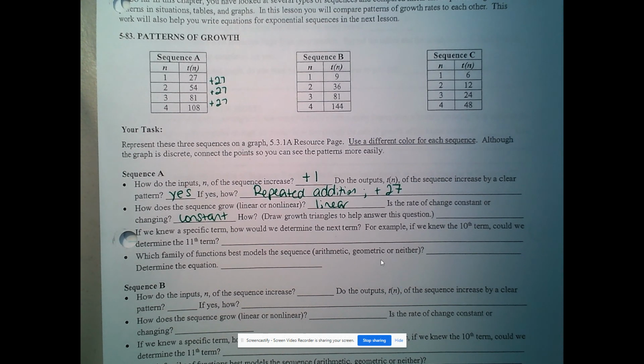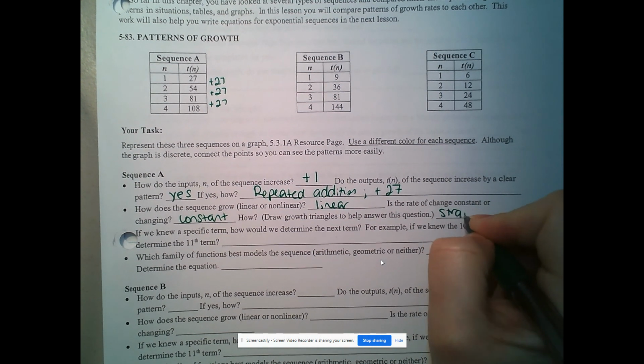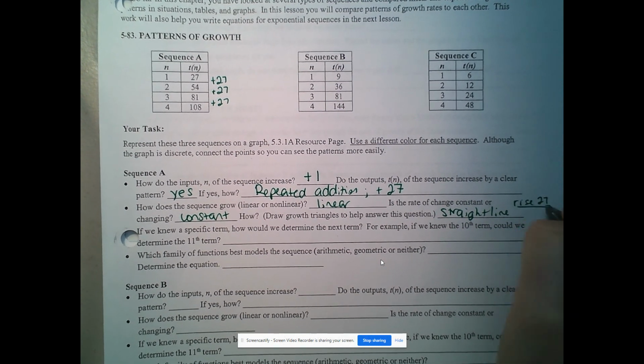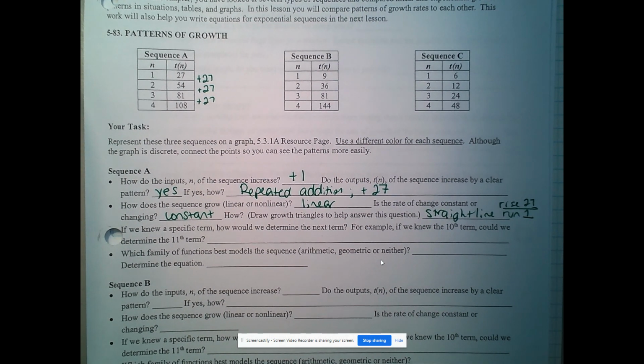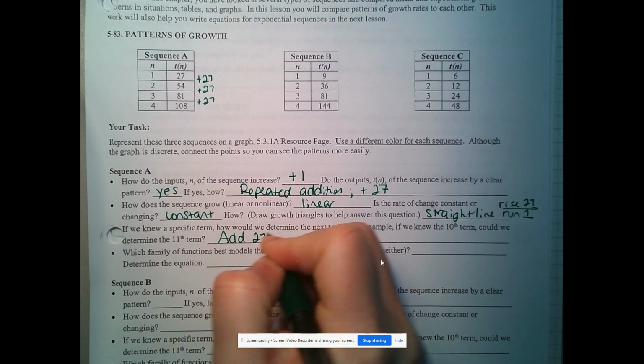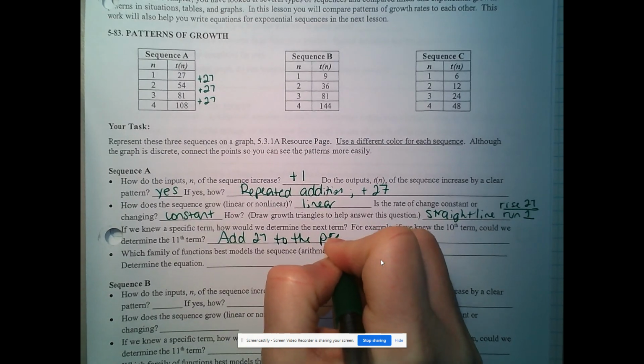Well, if we look at our graph, we will be able to see that sequence A would be a straight line, and it would have a rise of 27 for every run of 1. So every time you would go up 27, you'd go right 1. Up 27, right 1. Because n is going up by 1s, your output is going up by 27. If we knew a specific term, how would we determine the next term? For example, if we knew the 10th term, could we determine the 11th? Well, we know that the pattern is repeated addition, so we would just add 27 to the previous term.